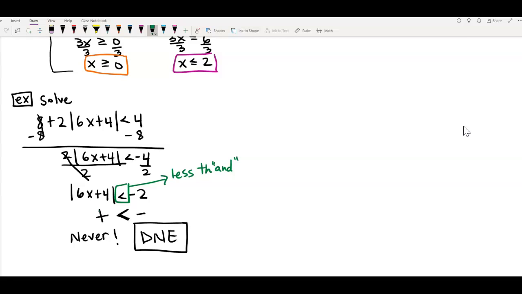If you kept going and doing that, you would see that. But you could see it earlier on and just say positives are never less than negatives. Negative numbers always have to be less than positive numbers. So that's just another way that you can look at that. There would be no answer on that, no solution. Okay. Questions on that? Makes sense when it's all real numbers, the negative infinity to positive infinity, and when it's a no solution, when it does not exist.